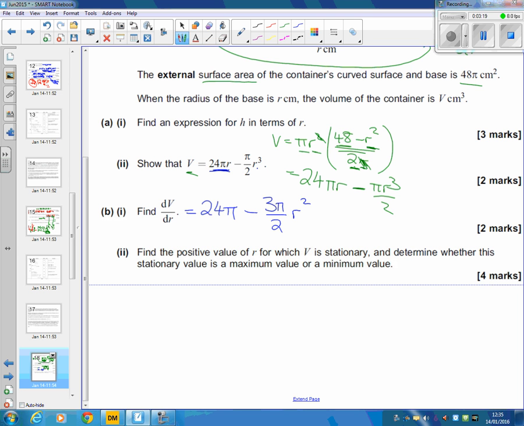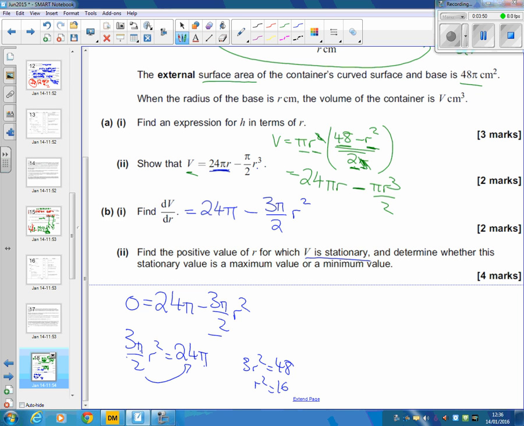Now, when is it stationary? It's stationary when this is equal to 0. Let's add this to both sides. Let's divide both sides by pi, times by the 2, it's 48, and divide by 3, so r squared equals 16. If r squared equals 16, then r equals 4. It can't be minus 4, because you can't have a radius of minus 4.